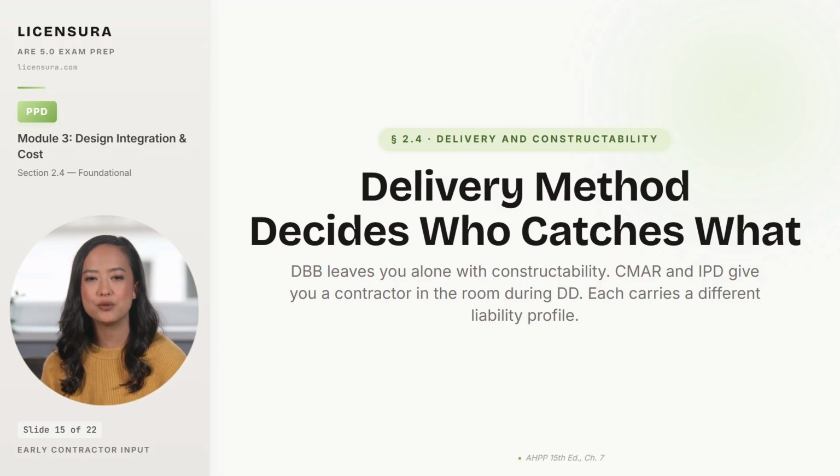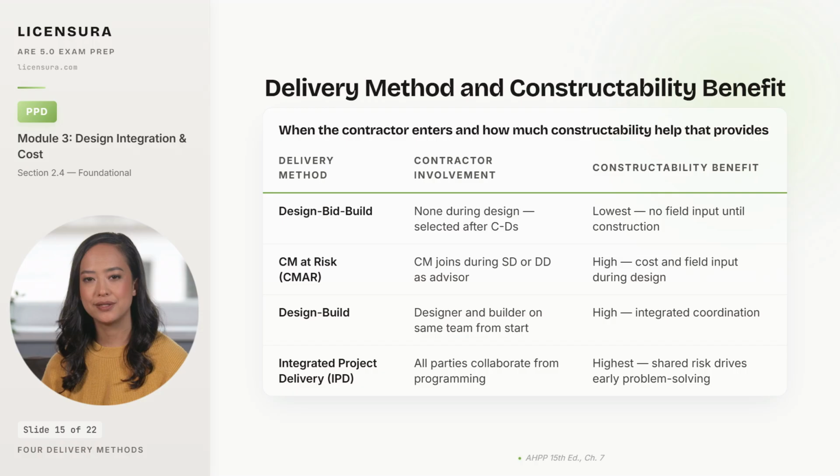Let me walk you through the 4 delivery methods and what each one means for constructability. 4 delivery methods, 4 constructability benefit levels. Design, bid, build is the traditional method. The contractor is not selected until the construction documents are complete, which means there is no field input during design, and constructability is entirely the architect's responsibility. The historical record on DBB shows higher change order rates and more disputes because problems that a contractor would have flagged at DD get discovered in the field instead.